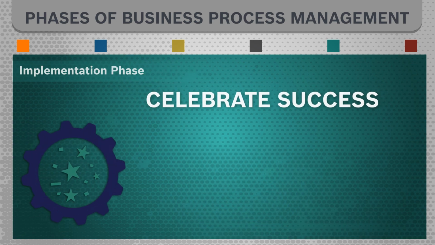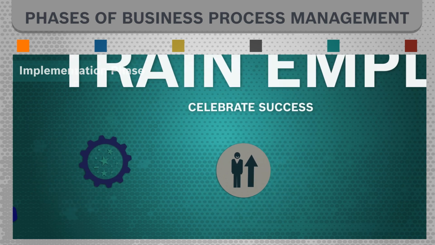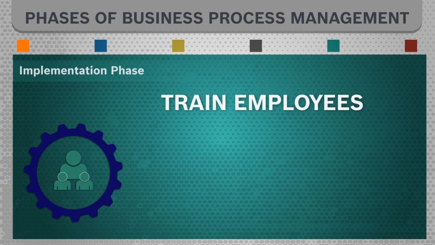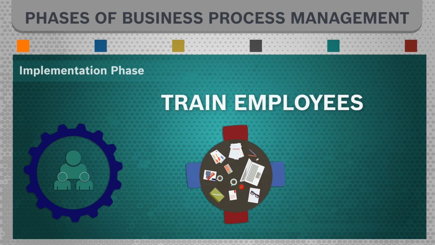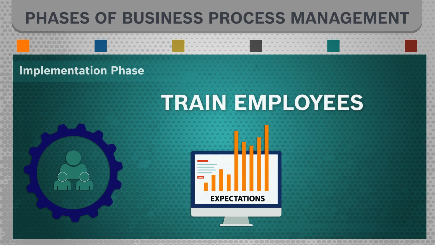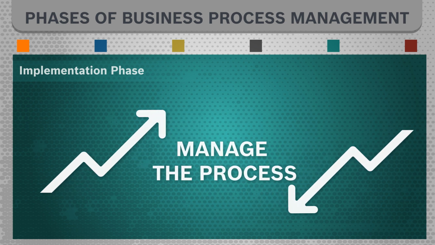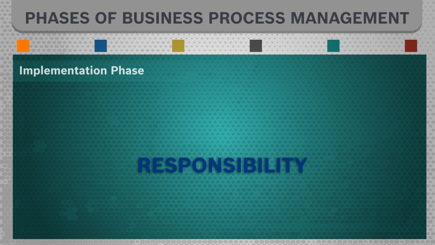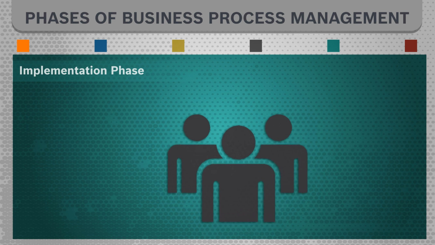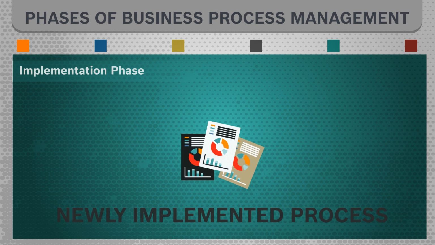Then, you celebrate success as it builds and improves employee morale. And lastly, train employees in order to ensure a productive work environment so as to provide better services to beneficiaries by meeting and exceeding their expectations. After that, you manage the process. This is the responsibility of process and sub-process owners and includes monitoring and evaluation to monitor the impact of the newly implemented process.